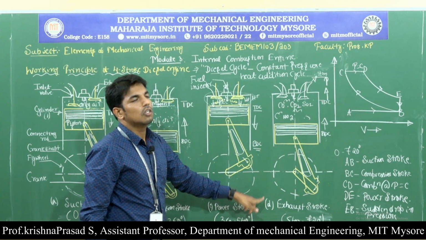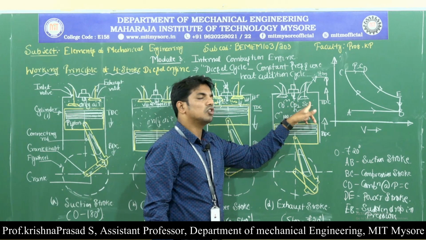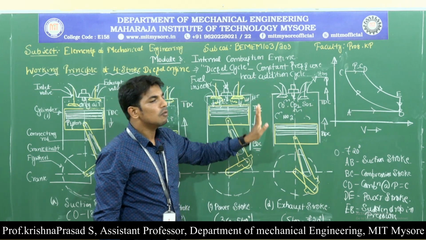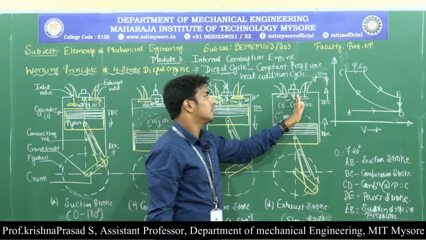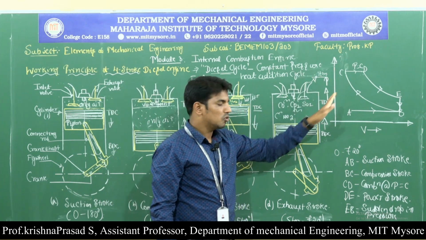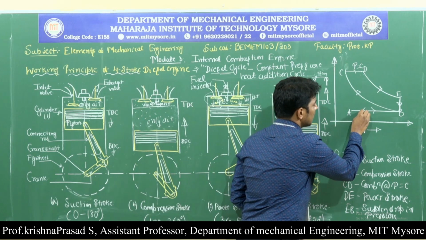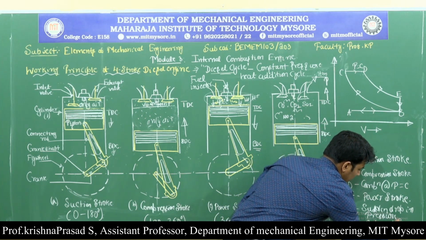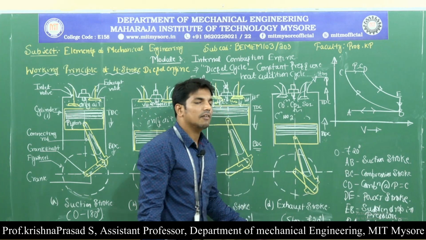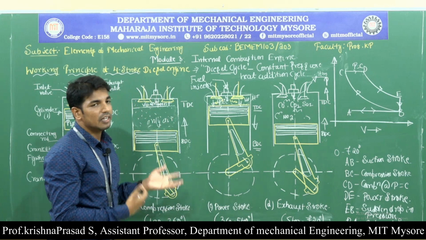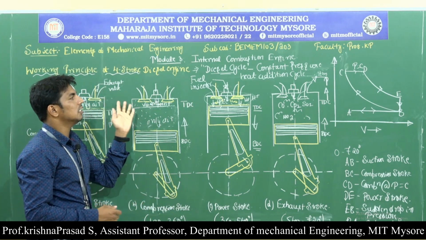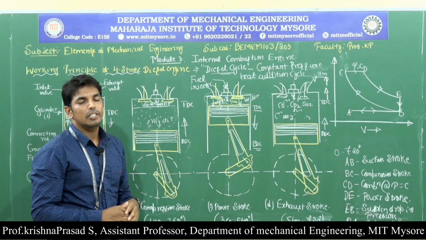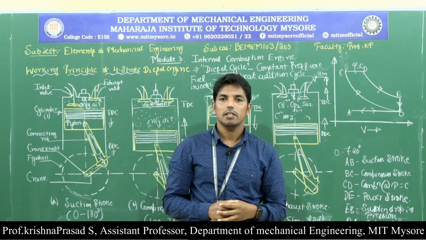Okay, then exhaust stroke. At the exhaust stroke, the inlet valve is closed and the exhaust valve is open, and the piston moves from bottom dead center to top dead center. Due to the upward movement of the piston, the burnt gas present inside the engine cylinder goes out through the exhaust valve into the atmosphere. Here the exhaust stroke is represented by line BA, and the crankshaft rotates 540 to 720 degrees. Hence, the 4-stroke diesel engine is also called the diesel cycle, the constant pressure heat addition cycle, and the working cycle is completed in 4 different strokes and 2 revolutions of the crankshaft.